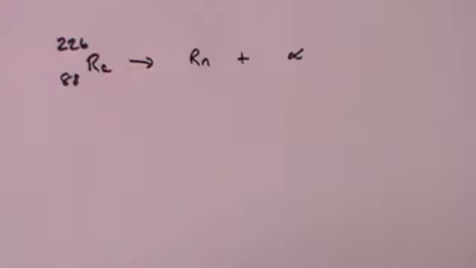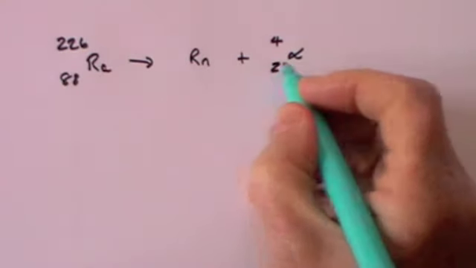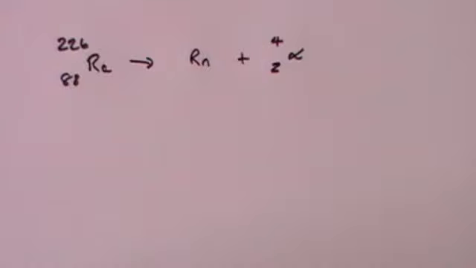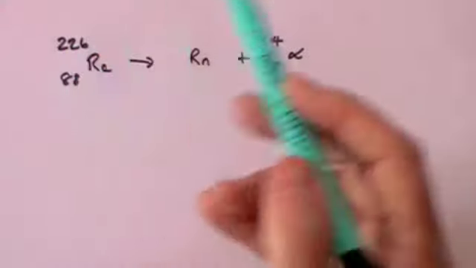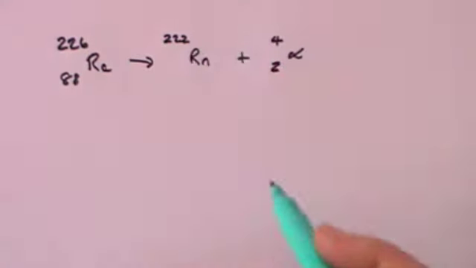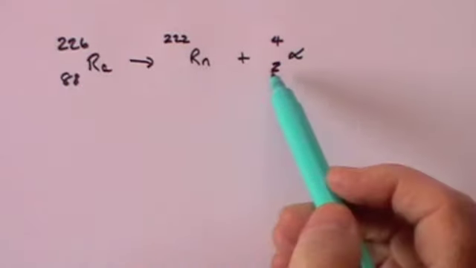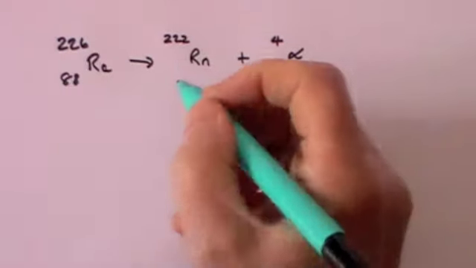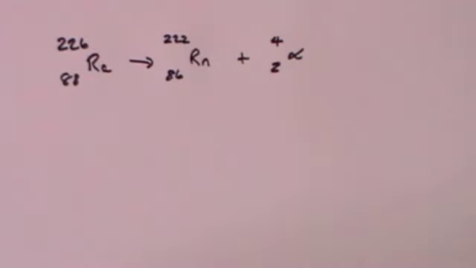Well, an alpha particle, you should know, is 2 protons and 2 neutrons, so the nucleon number is going to be 4 and the proton number is going to be 2, and you know that the nucleon number must be conserved and the charge number must be conserved, so the total number of nucleons must be the same. If this is 226, then this must be 222, so that 222 plus 4 equals 226. The charge numbers must be conserved. We have 88 here, so we must have 86 here, so that 86 plus 2 equals 88.